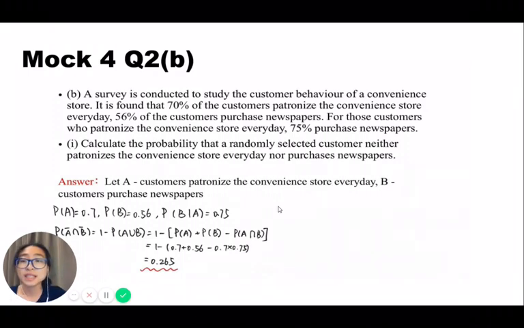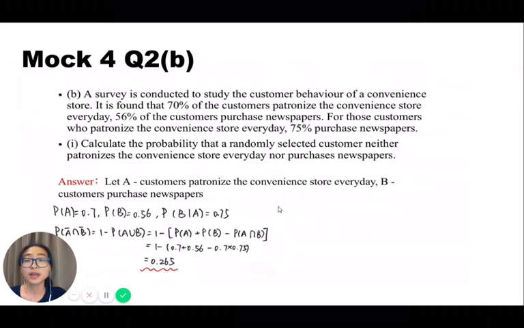Okay, hello everyone, I'm Wendy, and I will solve the problem here. The question is, a survey is conducted to study the customer behavior of a convenience store. It is found that 70% of the customers patronize the convenience store every day, and 56% of the customers purchase newspapers. For those customers who patronize the convenience store every day, 75% purchase newspapers. So the first question is, calculate the probability that a randomly selected customer neither patronizes the convenience store every day nor purchases newspapers.